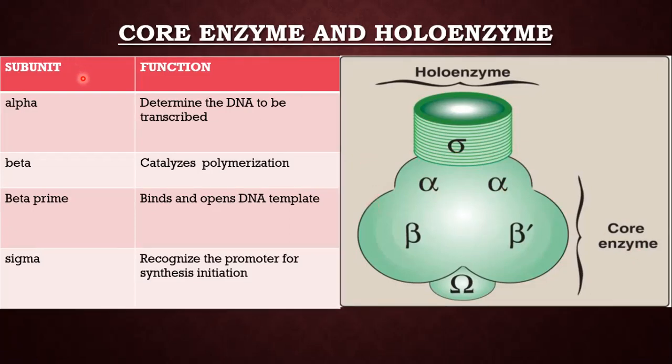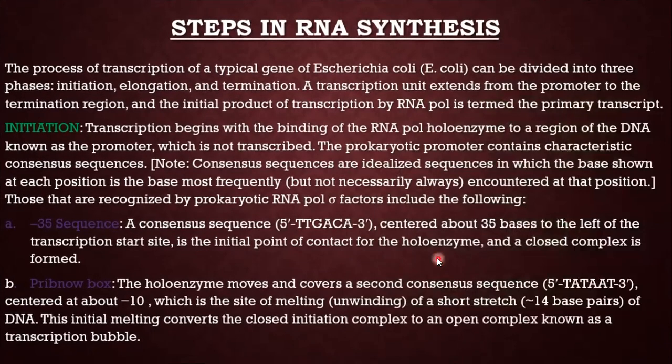So let's look at the functions of these subunits. Now, what is the function of the alpha subunit? It usually determines the DNA region which is going to be transcribed. The beta subunit usually has the 5' to 3' polymerase activity, and it will catalyze the polymerization. The beta prime usually binds and opens the DNA template, and it has a helicase activity. Then the sigma subunit found in the holoenzyme is the one which will recognize the promoter region for initiation to occur. Now, the function of the omega subunit is still unknown.